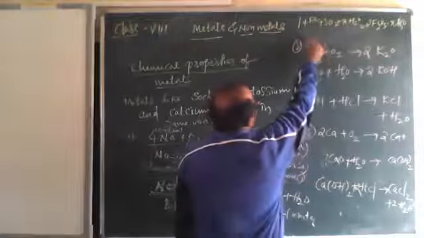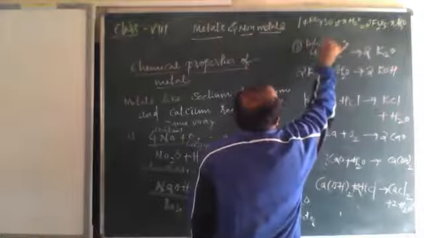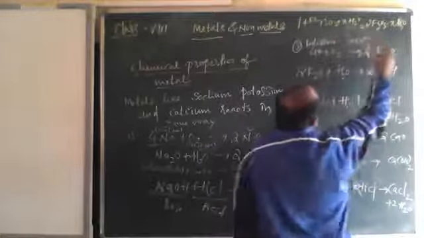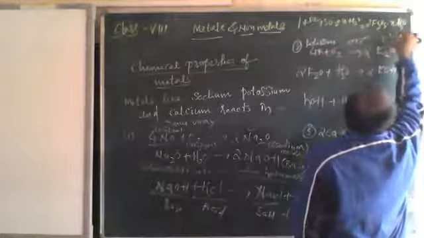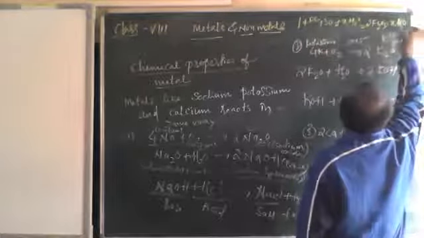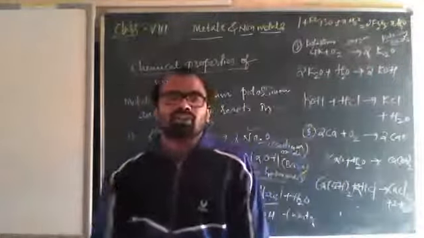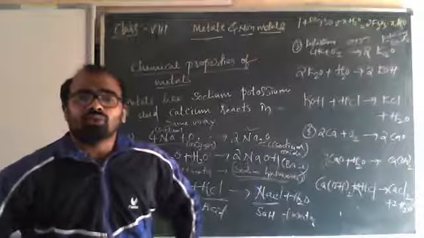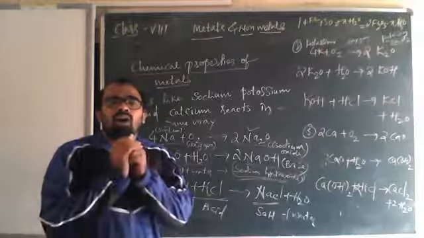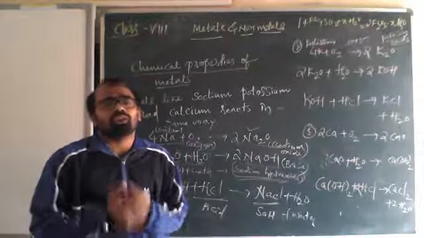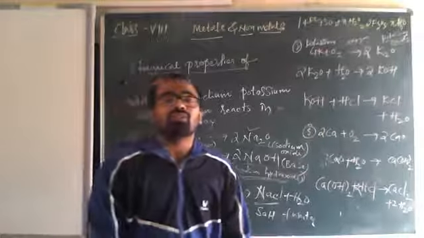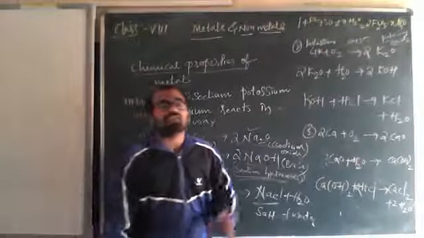This is potassium. Potassium reacts with oxygen to form, what is this? Potassium oxide. This is called potassium oxide. So you have to remember this. The potassium is reacting to form potassium oxide. With which content it is reacting? With oxygen. Potassium is reacting with oxygen to form potassium oxide.